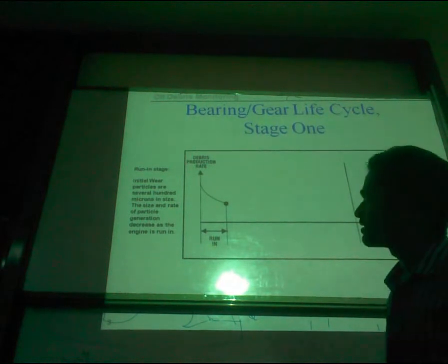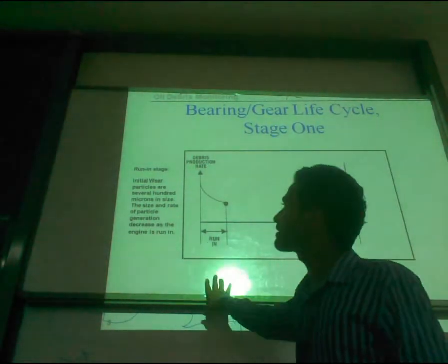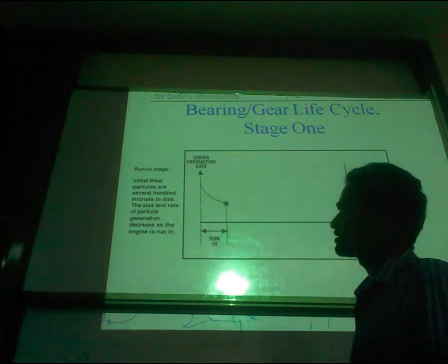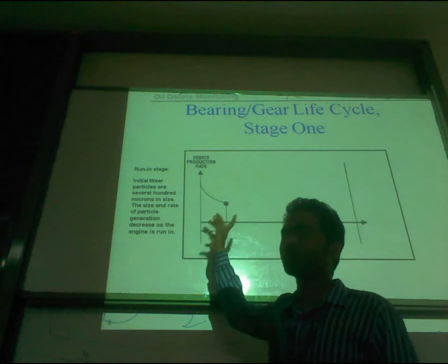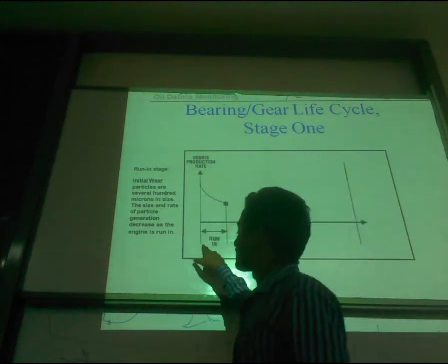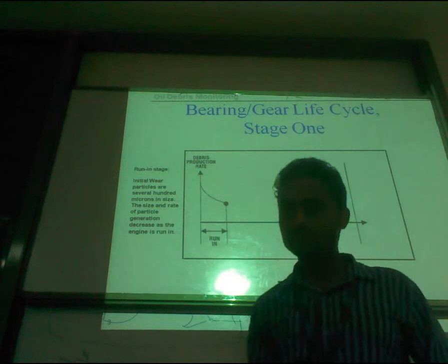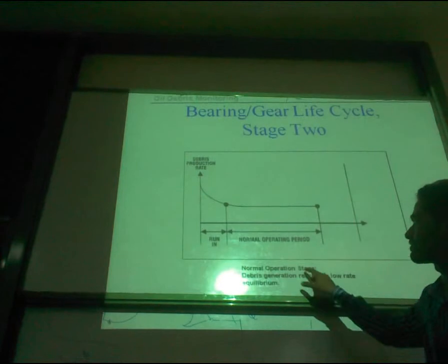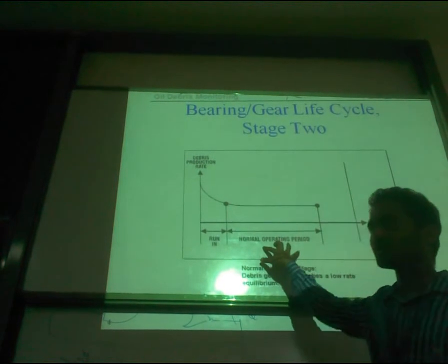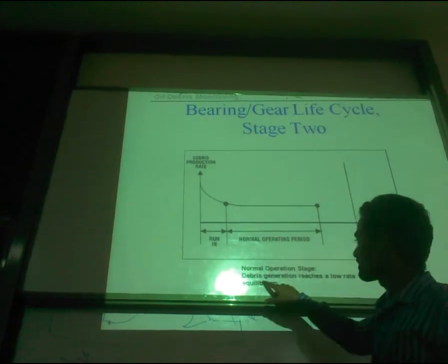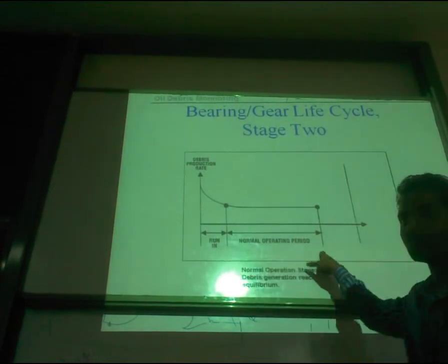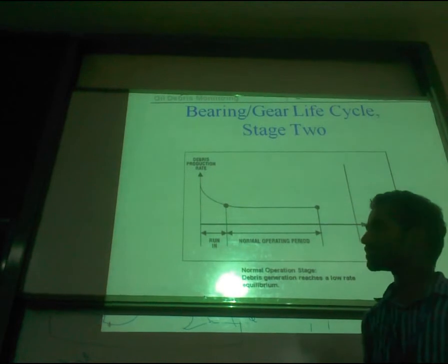This is the bearing gear life cycle tested using the oil debris sensor. In the initial stage, when you install the bearing or gear, the initial wear particles are several hundred microns in size. Then, in the running time, the size comes down. In the normal operating stage of the gear or bearing inside the aircraft engine, the debris generation reaches a low rate, that is, equilibrium. This is where our engine is without any defect.